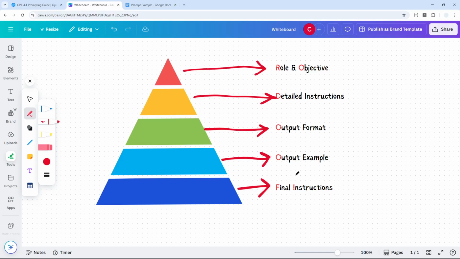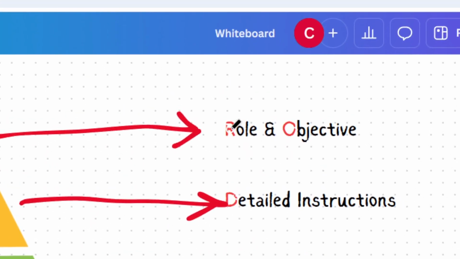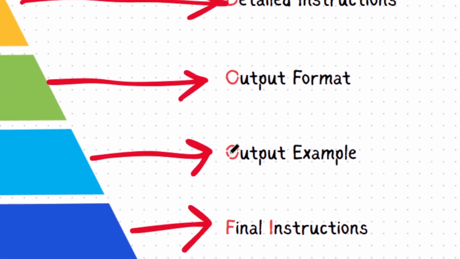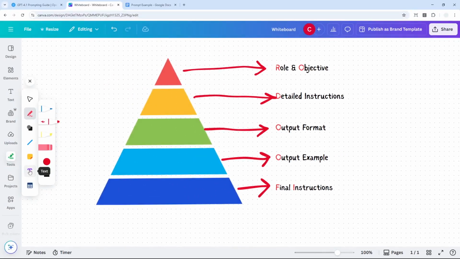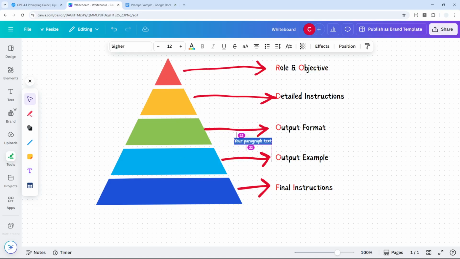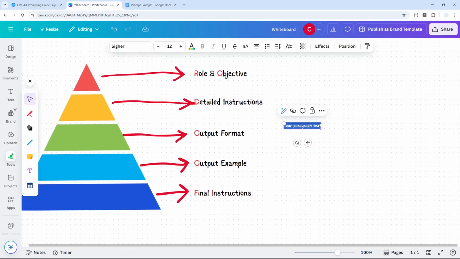So this is the structure, and I actually marked the letters with the red color so you can see that it is RODO, again, and then F and I. That's just making it easy to remember. So the final word is going to be... sorry about that. RODOOFI. That's the way to remember it.